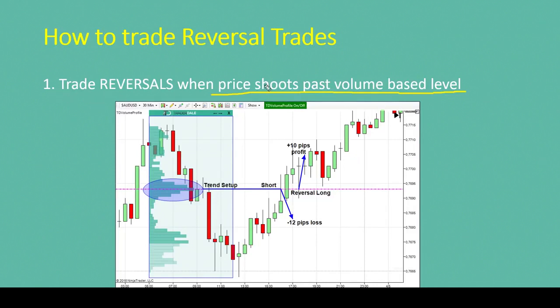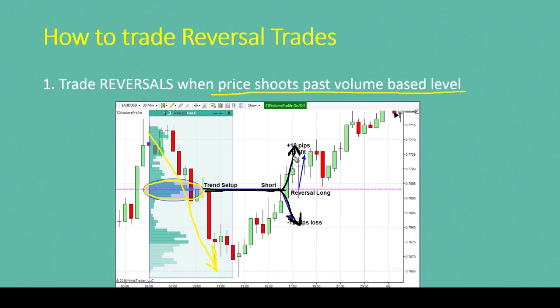The first kind of reversal trade is when price shoots past a volume-based level. In the picture, you can see a trend, and a volume cluster within the trend. This is setup number 2 from my volume-based trading setups. And usually this level works as a resistance zone. So in this case, I expect a reaction like this. But as you can see, the price just went past the level. It didn't react to the level. It went past the level without any reaction to it.